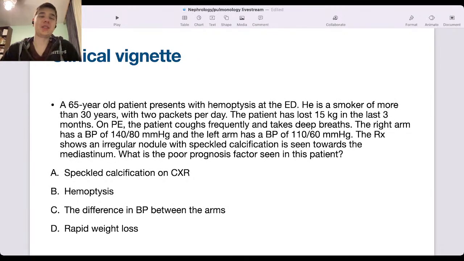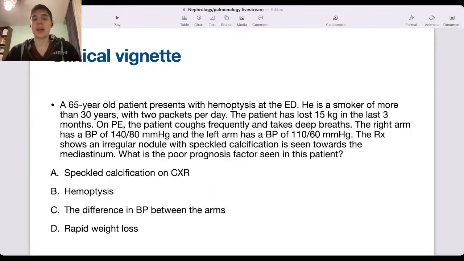A 65-year-old patient presents with hemoptysis at the emergency room. He's a smoker of more than 30 years with 2 packs per day. The patient has lost 50 kilos in the last 3 months. On the physical exam, the patient coughs frequently and takes deep breaths.